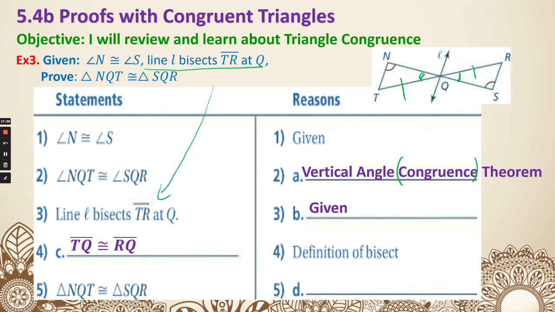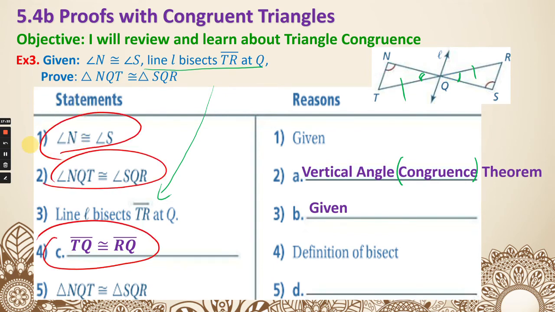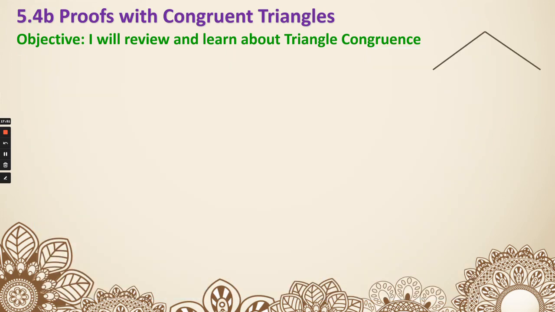After that, if we have a look, we have angle, angle, side. We have angle, angle, side. And that is one of the 5 theorems that we can use for triangle congruence. So angle, angle, side congruence. That is example 3. Next, example 4.